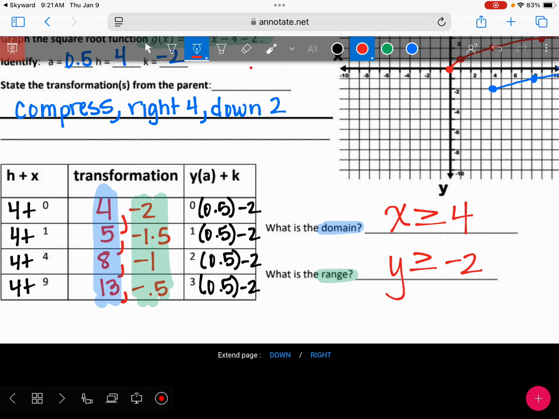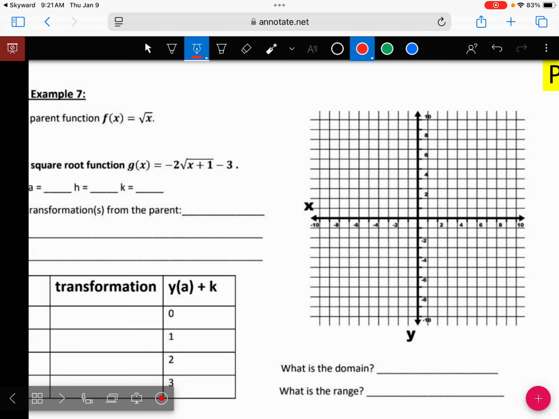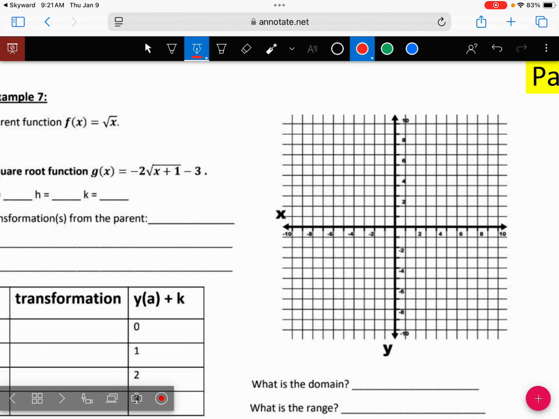All right, we only have one more left. Go ahead and graph the parent for number 7. And then you'll have the rest of the period to work on homework. So I'm going to graph that parent: 0, 0, 1, 1, 4, 2, 9, 3.